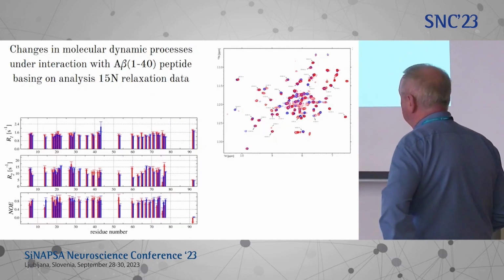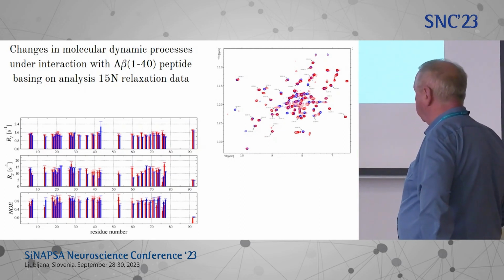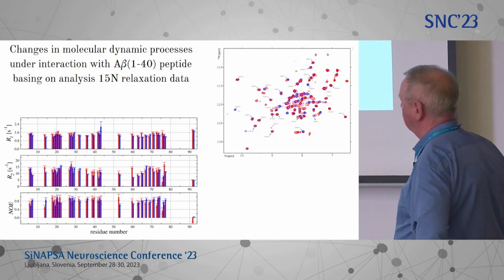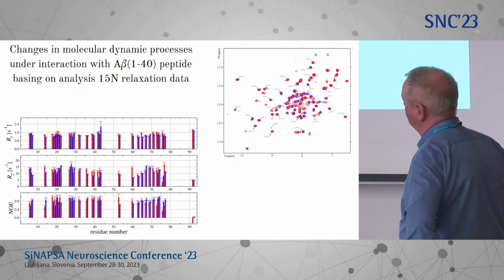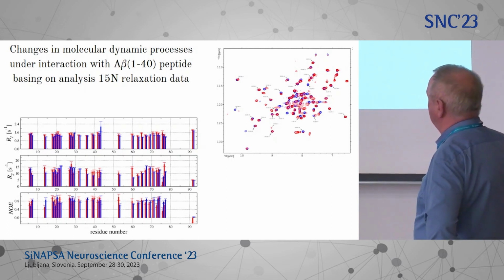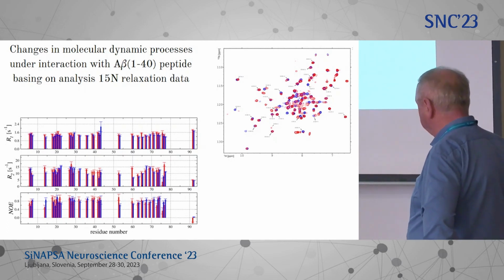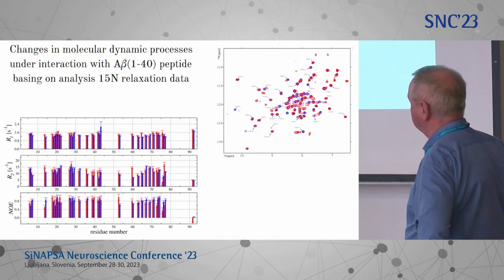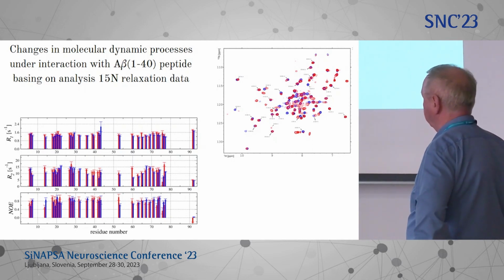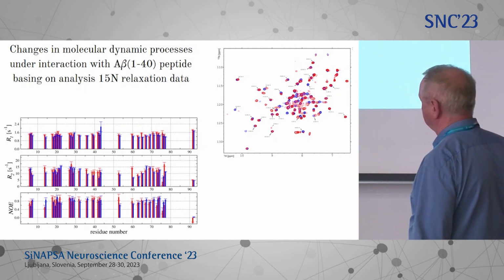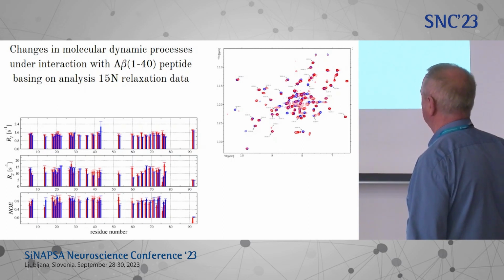Also, we try to analyze what changes in molecular dynamic processes in the protein when we saturate S100 beta with A beta peptides. This compares relaxation data which we collected in our NMR spectrometer for protein alone and in complex with A beta peptides.